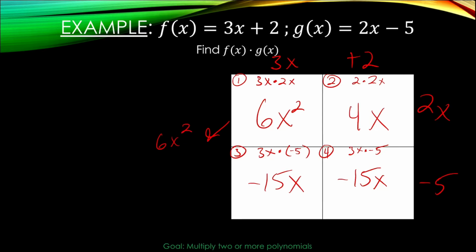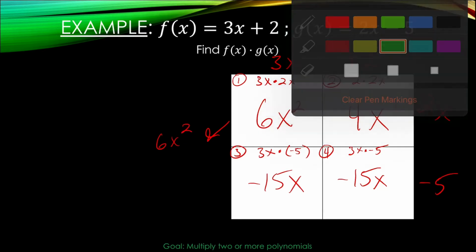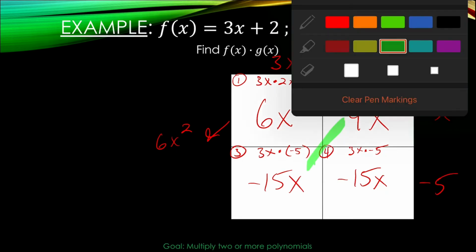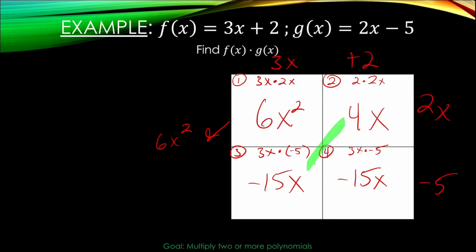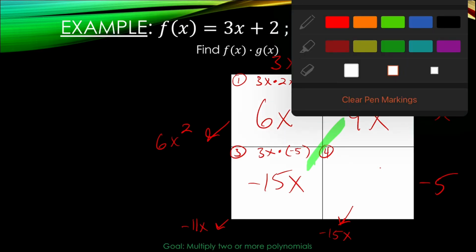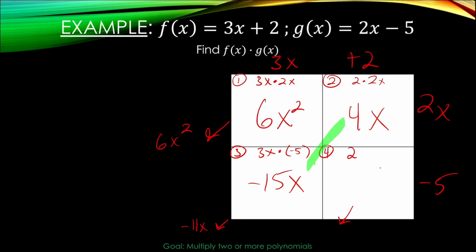Now the cool thing about this is I can now get out my polynomial. So I get 6x squared. These diagonal boxes add up together, so that gives me a negative 11x. And I get negative 15x. Oh, hold up. Where'd I get that 3x from? I messed up. I'm so sorry. In this box, I have 2 times negative 5, which gives me negative 10.